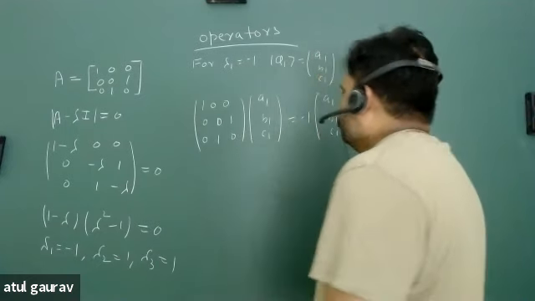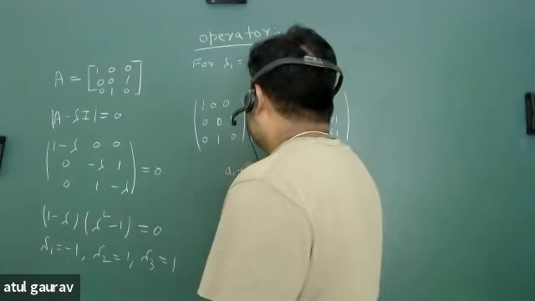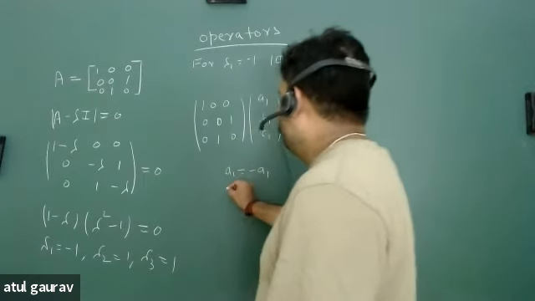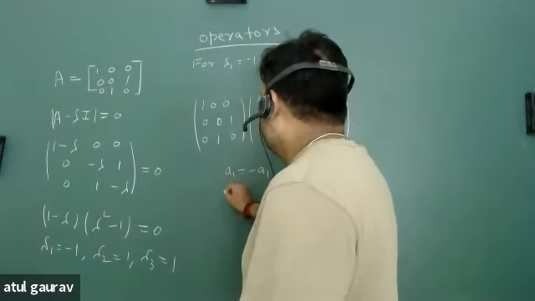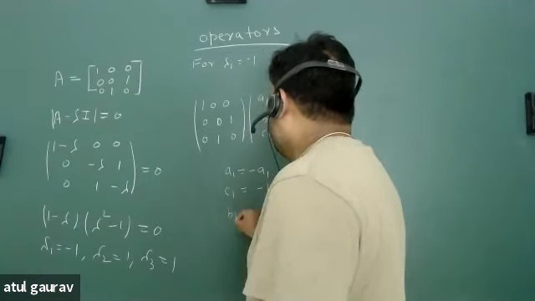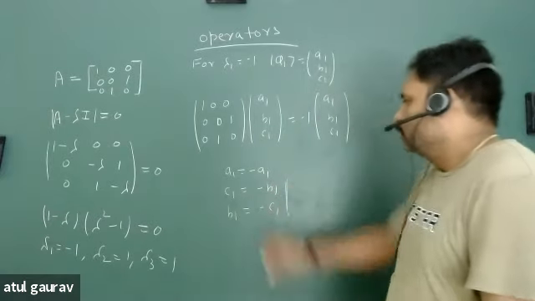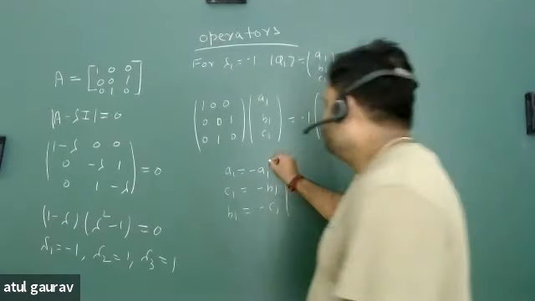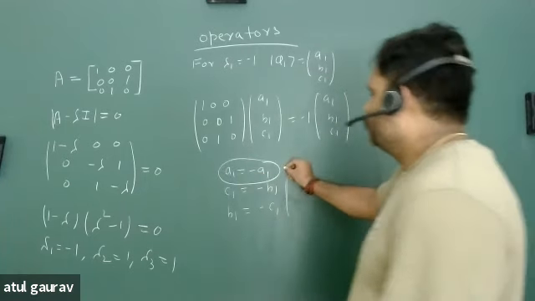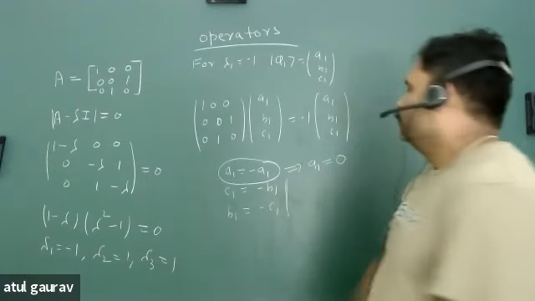So what will be the equations? The equations are a1 is equal to minus a1, c1 is equal to minus b1, and b1 is equal to minus c1. So these two are the same thing. What is the meaning of a1 is equal to minus a1? It means a1 must be equal to 0.